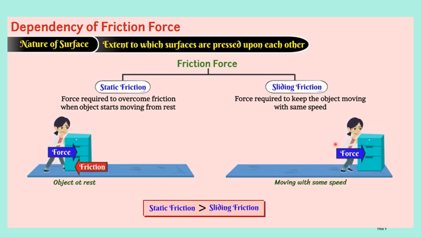In the case of sliding friction, the object is already moving. To keep the object moving, you have to apply less force, because here there is no time for the surfaces to interlock again. Therefore, you have to apply less force. Therefore, static friction is more compared to sliding friction.